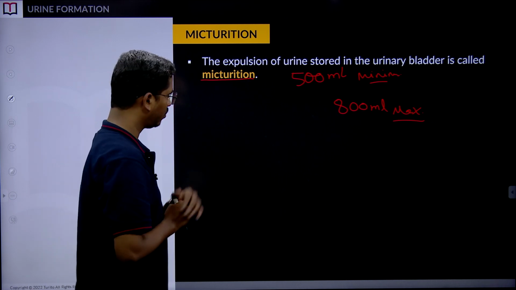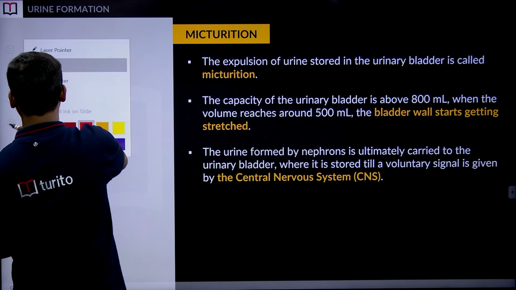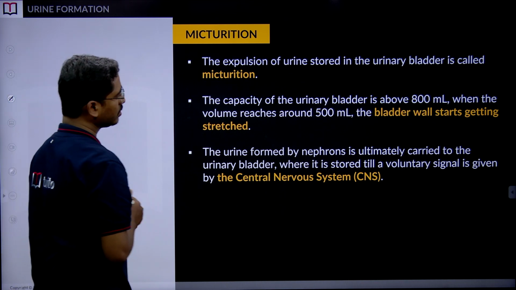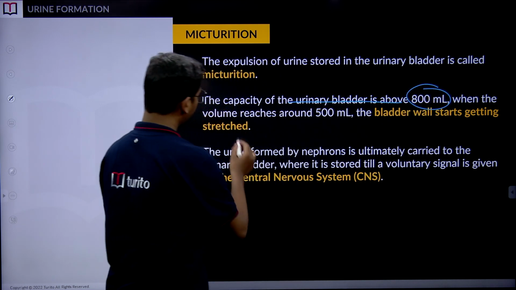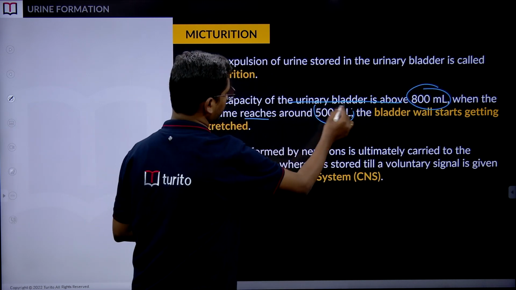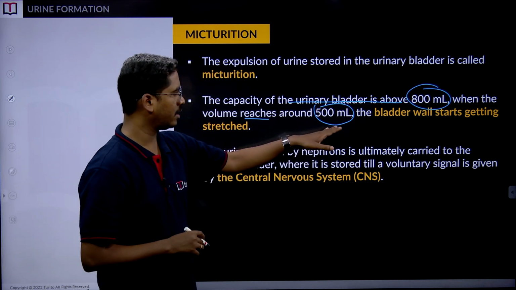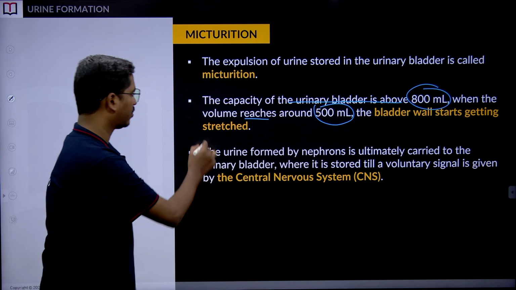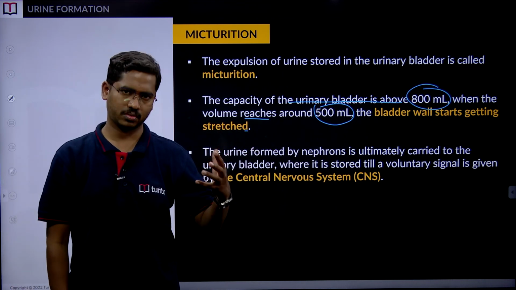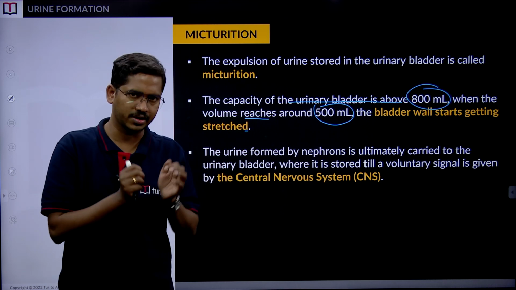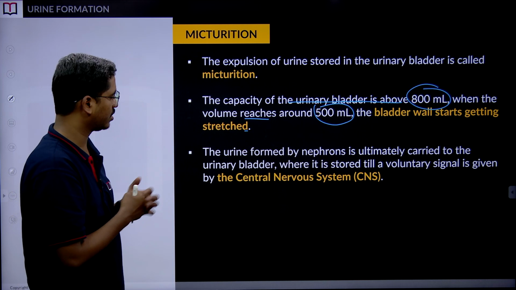Let us see what else we have for you. Here when you observe, the capacity of the urinary bladder is above 800 ml, but the normal volume is 500 ml. After this 500 ml, the bladder wall starts getting stretched. Like I said, 500 ml is the amount just to fill it. After that, the urinary bladder starts stretching itself.